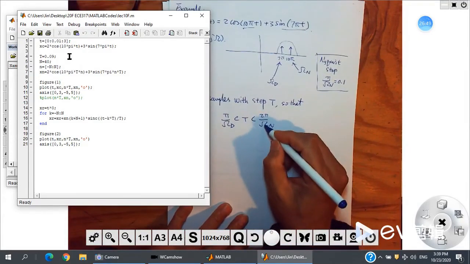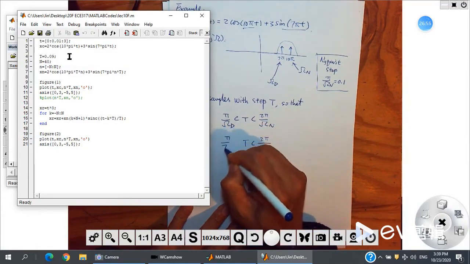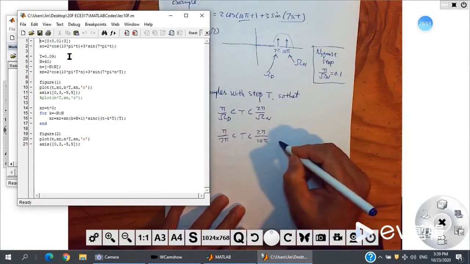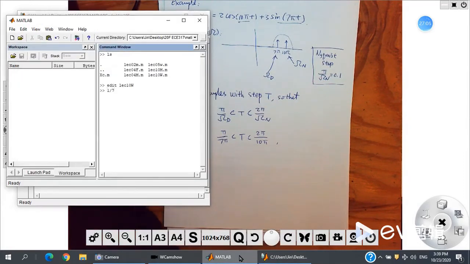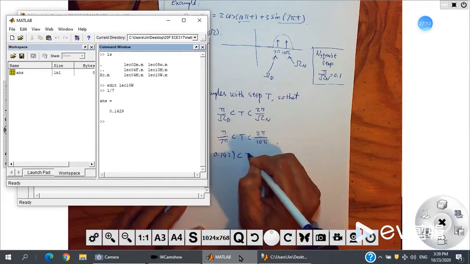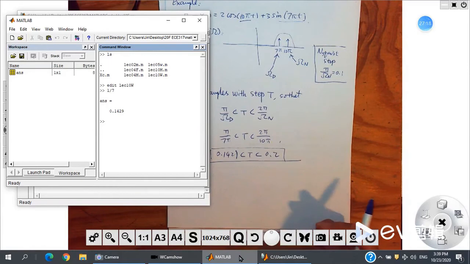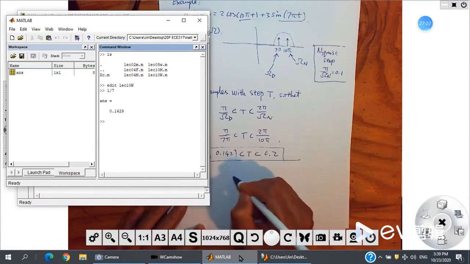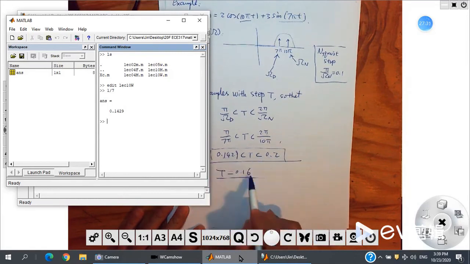Okay, what are these? Omega n is 10 pi, and omega d is 7 pi. So this is 1 over 7, which is 0.1429. So t is larger than 0.1429 and smaller than 0.2. We can choose a t in between these two values. Which t is better? Use 0.16. We use 0.16, between these two values, as the sample step.